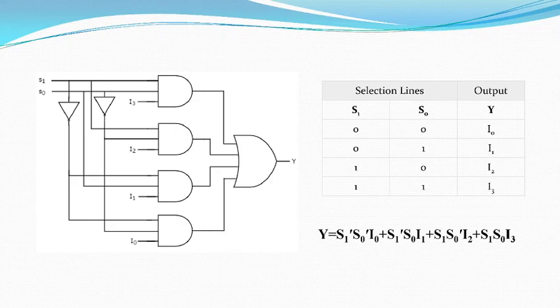Truth table. On the basis of the truth table of the 4:1 multiplexer, we can write the equation of the multiplexer. The equation of the 4:1 multiplexer is Y equals S1' S0' I0 plus S1' S0 I1 plus S1 S0' I2 plus S1 S0 I3. The equivalent circuit diagram of the 4:1 multiplexer is also shown in this slide.